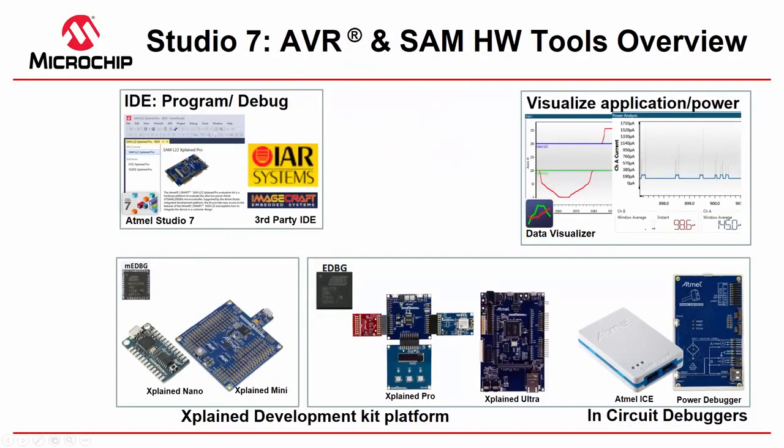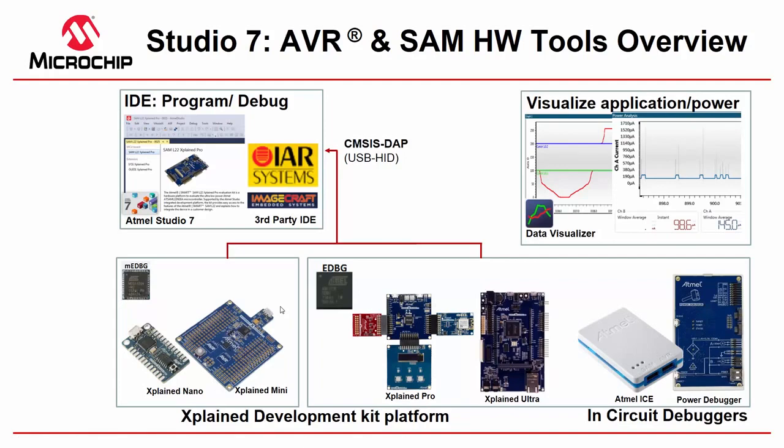Looking at the overview of this development kit platform, you can see the Mini Embedded Debugger is on the Nano and the Mini, and the embedded debugger platform is both for the Pro and Ultra, but also the same functionality is available in the standalone debuggers, the Atmel-ICE and the Power Debugger. All these debugging platforms communicate over CMSIS-DAP to the IDE, Atmel Studio, but this also supports IAR and ImageCraft as third-party IDEs.